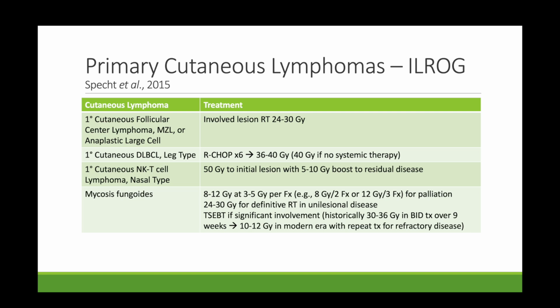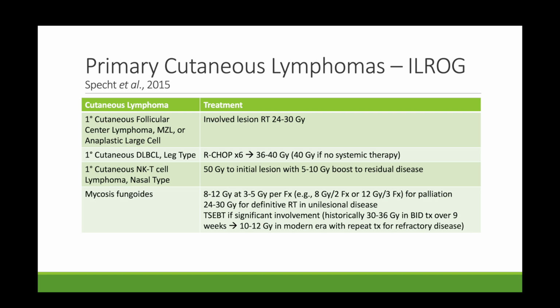And then finally, we have mycosis fungoides, which is a type of cutaneous T-cell lymphoma. If the mycosis fungoides is limited stage, so if you just have one lesion or something like that, the dose is 24 to 30 gray for a definitive radiation scenario where you're trying to cure the patient. Oftentimes, however, and pretty much all of the mycosis fungoides patients that I've ever seen have disseminated disease, with many different areas of skin involvement. So we are often consulted for radiation to palliate these lesions, and the dose for palliation is something like 8 to 12 gray at 3 to 5 gray per fraction.